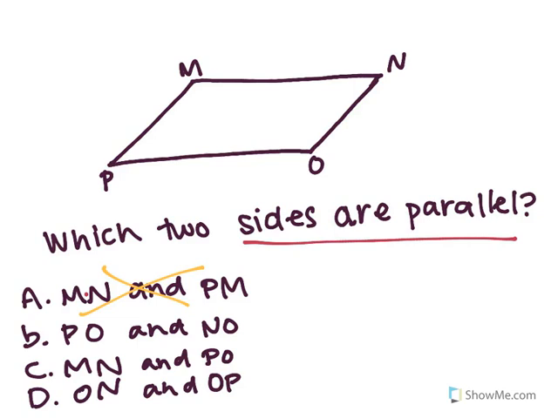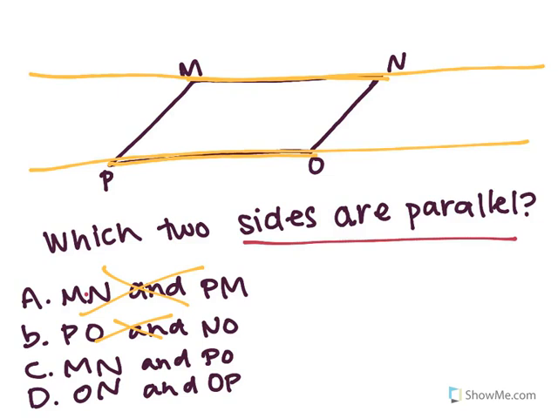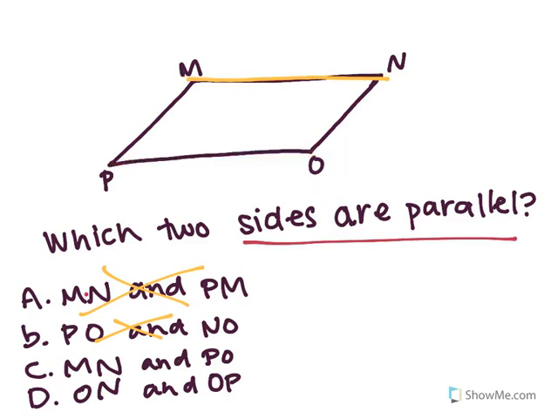Okay, let's check this next one. Okay, we have MN and PO. Did they touch? No, and if I extended them out forever and ever, they don't seem like they're going to touch. So this one could be a possibility. Now let's just check real fast ON and OP just to make sure. There's ON, there's OP. They definitely touch, so it's not that. So the answer was C.